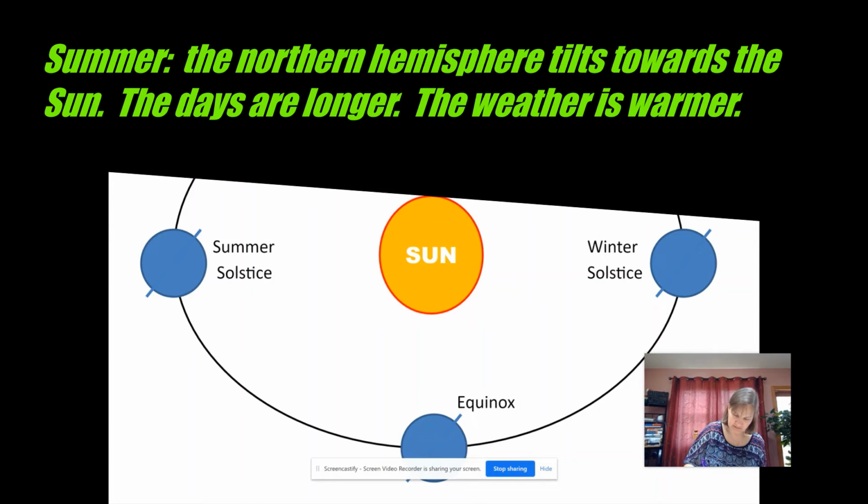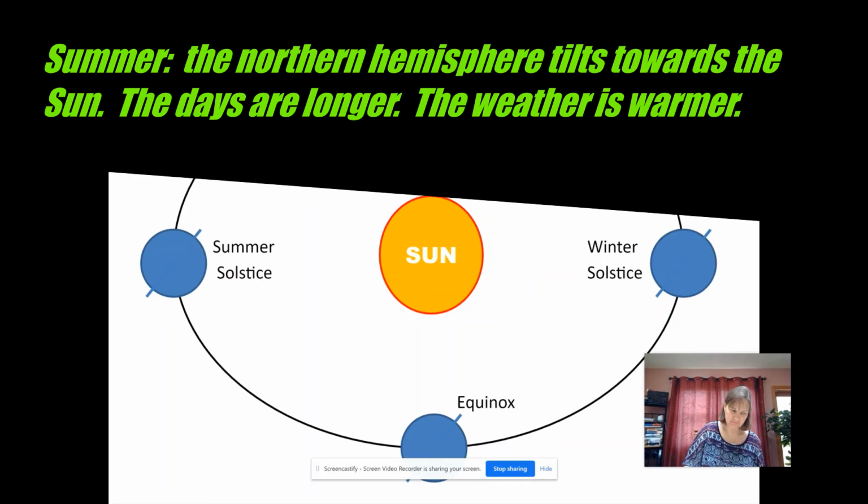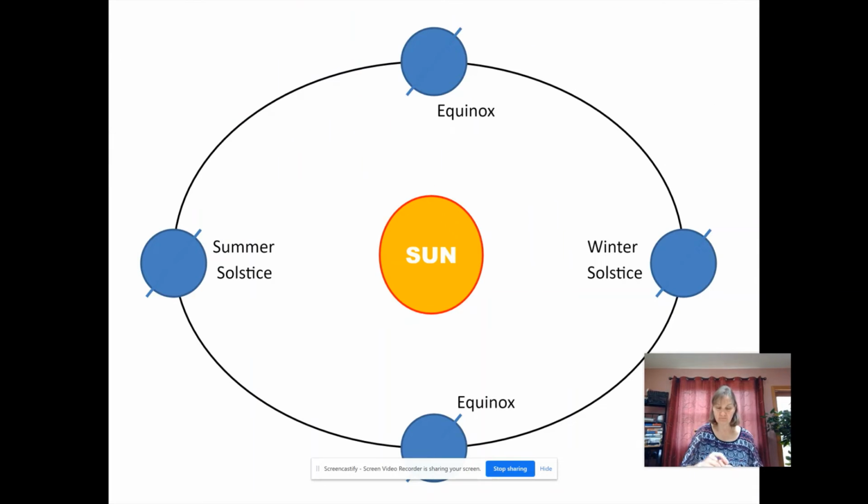The northern hemisphere tilts towards the sun. The days are longer. The weather is warmer. And by the way, the southern hemisphere would be experiencing winter. So everything we're marking up on here is in reference to the northern hemisphere because that's where we live. Okay, so let's look at the other side. That's winter.